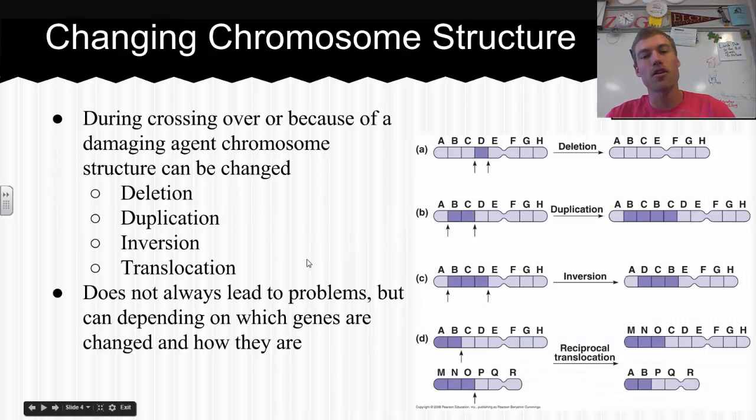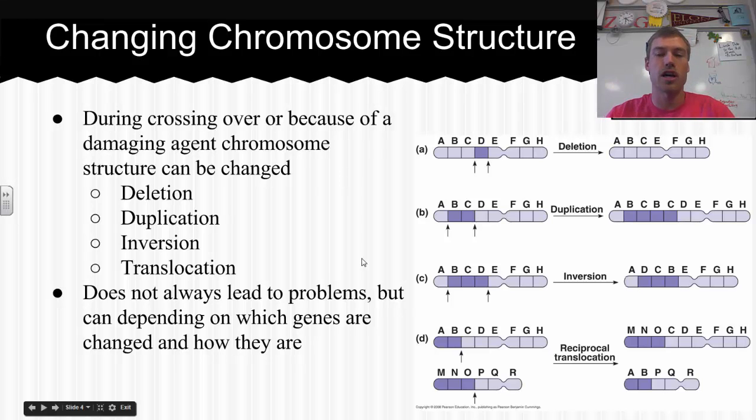So there's another way that we can also have problems, which is that the actual chromosome structure can be damaged, either through crossing over or because of some sort of agent like radiation. So there are 4 different types. The first one is a deletion, where a gene or a segment of the DNA of the chromosome is just deleted, it's gone. We can also have duplication.